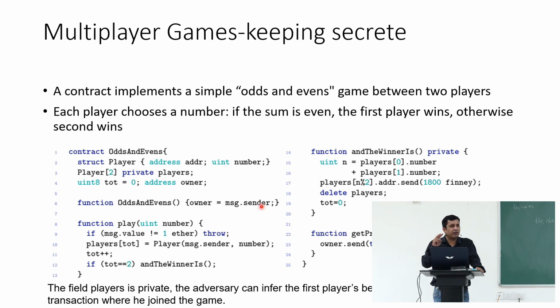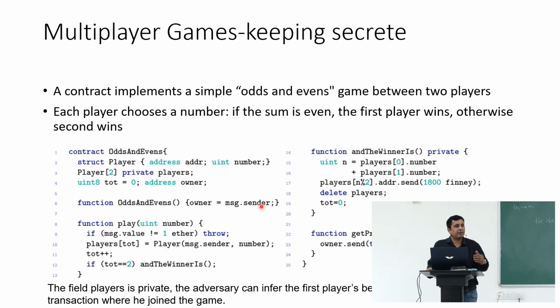This contract will calculate the sum of these two numbers, 5 and 7. It is 12. If the sum of these two values is even, player 2 will be the winner. If the sum of these two values is odd, player 1 is the winner. So in such games, what is required? No player should see what number the other is giving. And to be part of this game, they have to spend some ether.